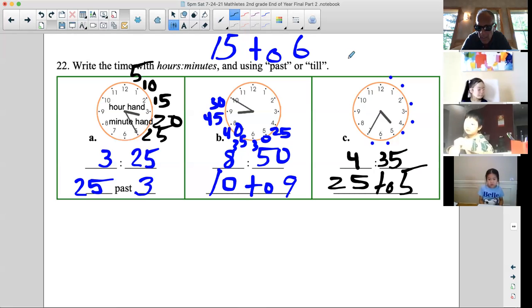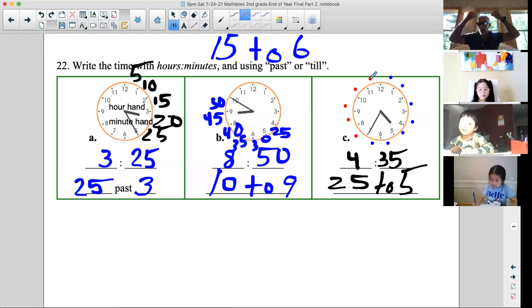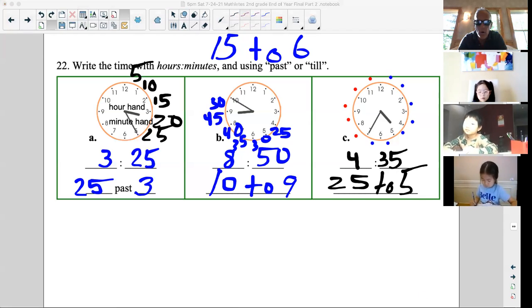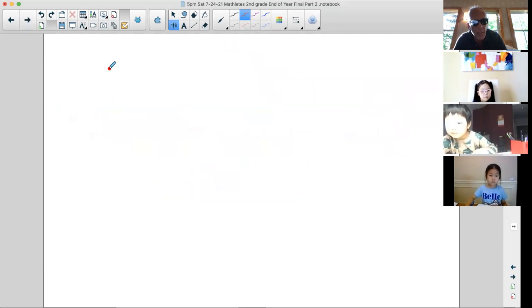Are you ready? Let's count it. 1, 2, 3, go. 5, 10, 15, 20, 25. Awesome. Okay, let's go to the next challenge. Now, the next challenge is going to be about how much time is passing.